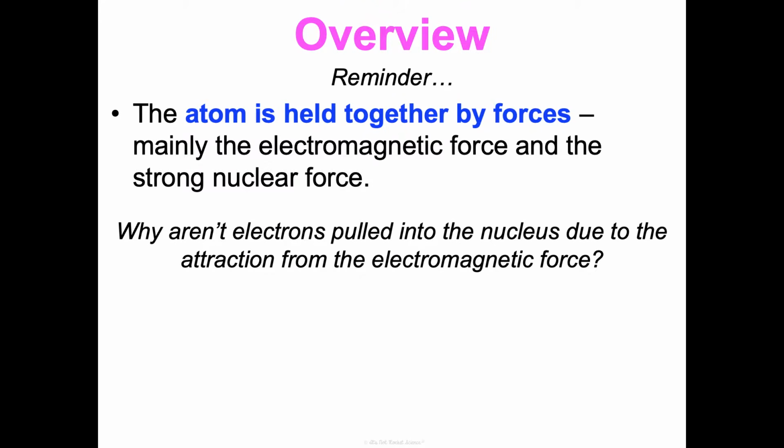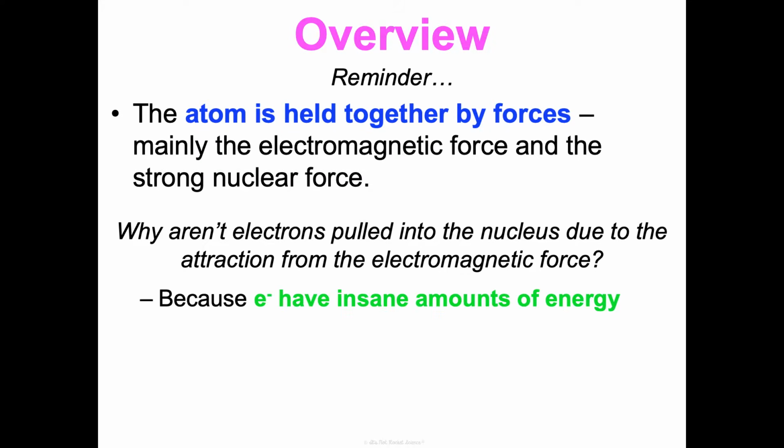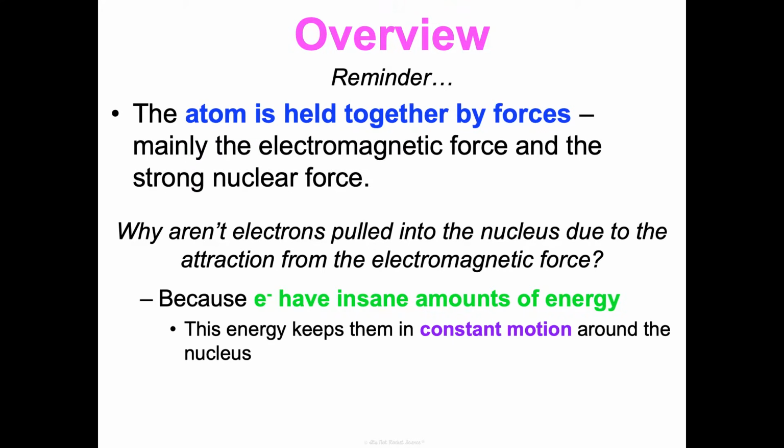Okay, so now you may have thought about this when we talked about this in our last unit, but I want to bring it to light again. So, if there's this electromagnetic force that's attractive between the positive nucleus and the negative electrons in the cloud, why aren't electrons just pulled into the nucleus due to that attraction from that force? And it's because electrons have insane amounts of energy, and this energy keeps them in constant motion around the nucleus.